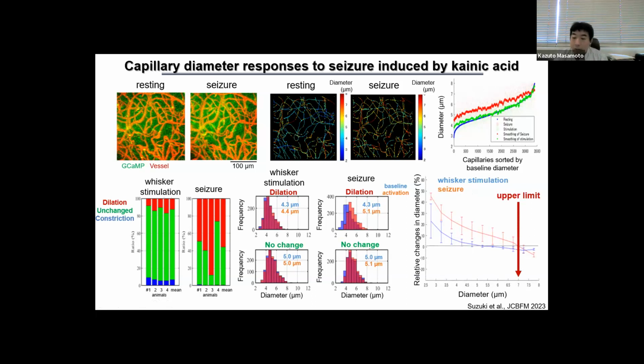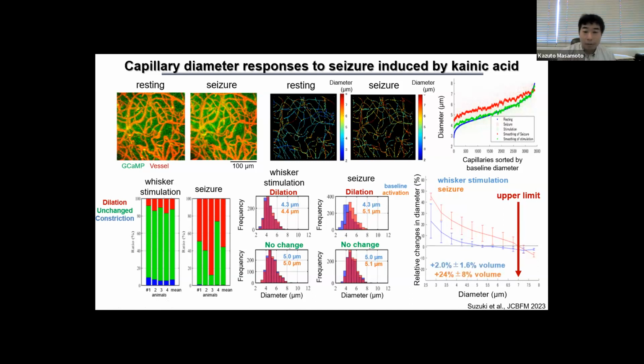If you look at this graph carefully, that means the almost 7 micron diameter capillary at rest has no change during the seizure. So we call this the upper limit of the functional stimulation-induced maximum dilation. We thought this is the capillary diameter's maximum upper limit.